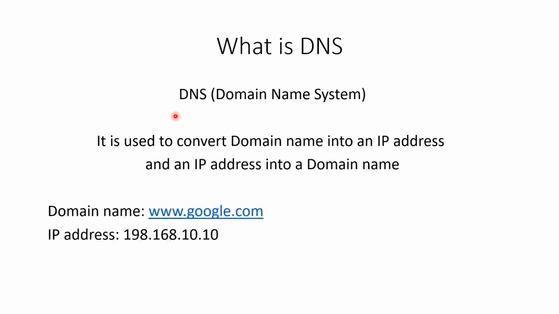What is DNS? DNS stands for Domain Name System. It is used to convert a domain name into an IP address and an IP address into a domain name. Some of you may wonder, what is a domain name and what is an IP address? Let me explain. Domain name is nothing but the website name. Take a look at this example. Here, google.com is the website name or the domain name, and the last part of the website name, .com, is known as the top level domain.